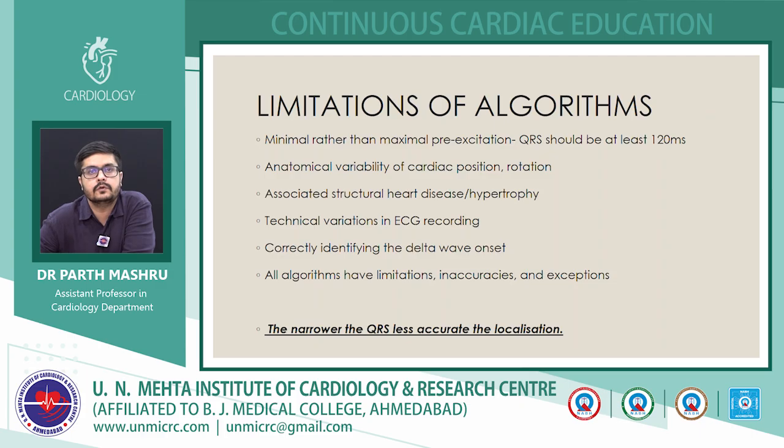So correctly identifying that is also a limitation for algorithms, and all algorithms have limitations, inaccuracies and exceptions. The narrower the QRS, the less accurate the localization. Why? If the QRS is narrow, that means most of the conduction is passing through the AV node and very little conduction is passing through the accessory pathway. So in that case, it is very difficult to localize the accessory pathway accurately.